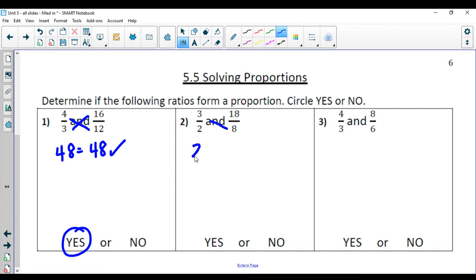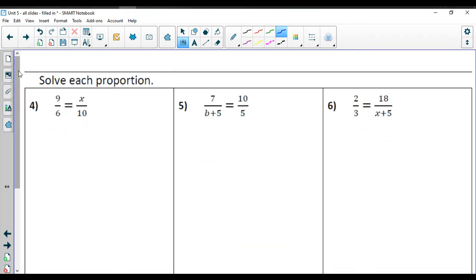Here we're going to cross product. 8 times 3 is 24. 2 times 18 is 36. Those are not equal, so no, we do not have a proportion. 6 times 4 is 24. 3 times 8 is 24. So yes, we do have a proportion.